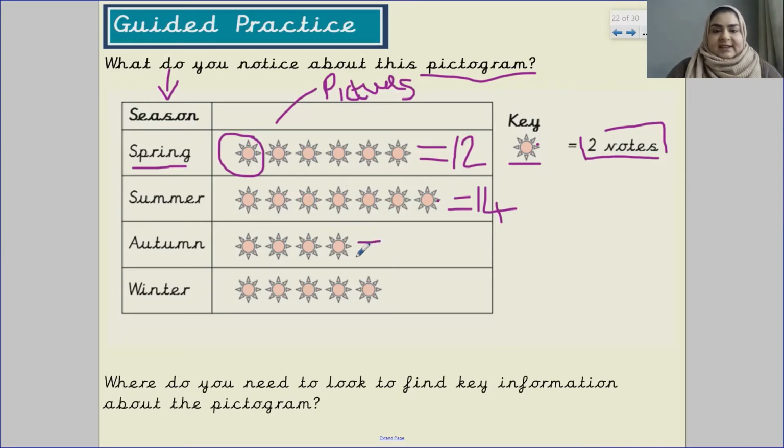Fantastic. So that's 8. So 2, 4, 6, 8. Now count this one. Fantastic. 2, 4, 6, 8, 10.